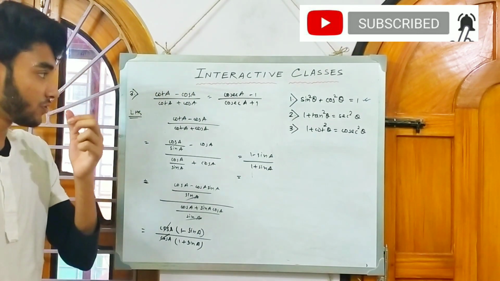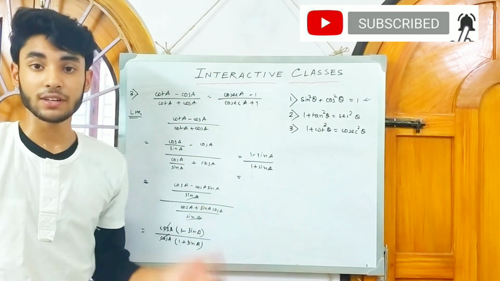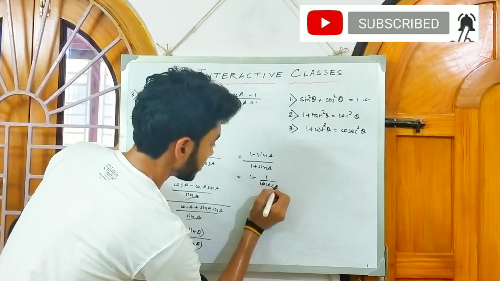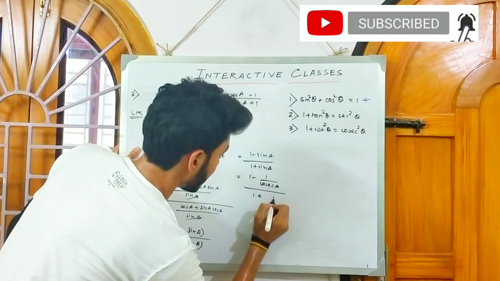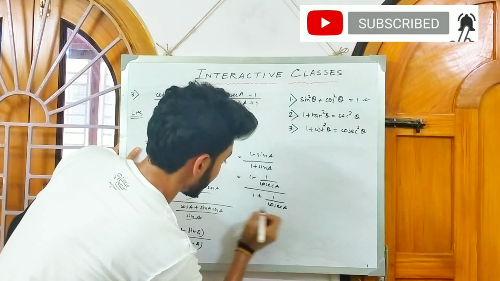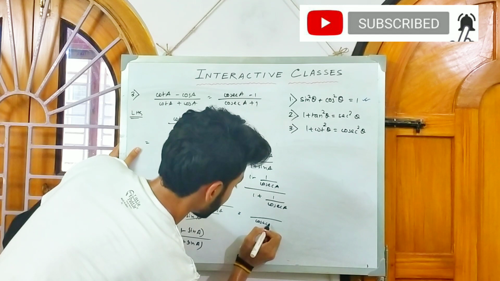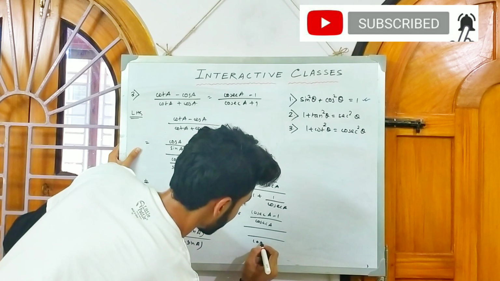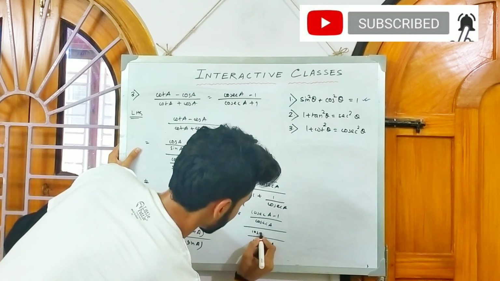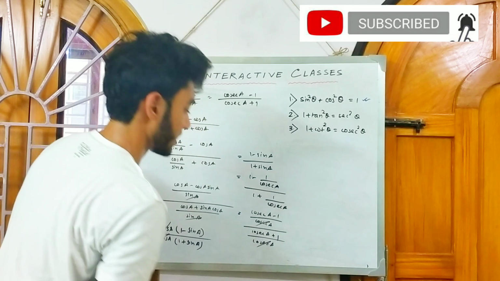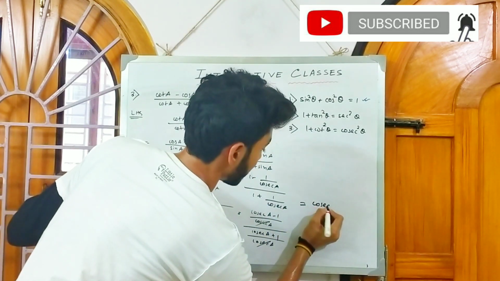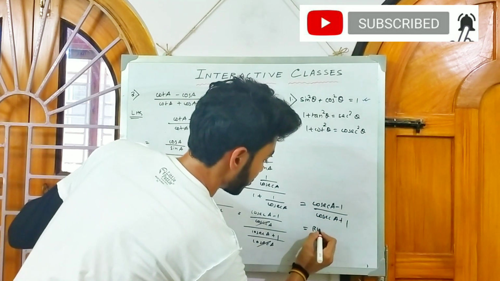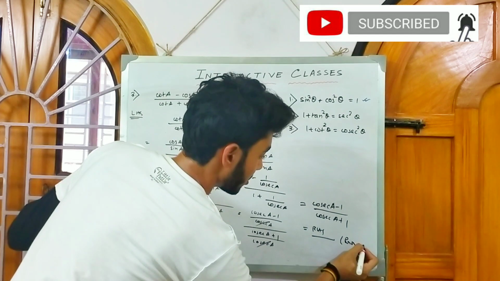Now our proof is in cosec A, so we can convert sin A into cosec. We know sin A equals 1 by cosec A. Similarly here, and we get cosec A minus 1 by cosec A plus 1. Cosec A and cosec A get cancelled and we get cosec A minus 1 by cosec A plus 1 equals RHS.